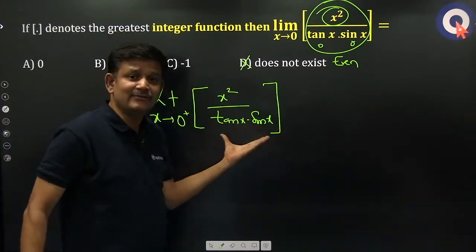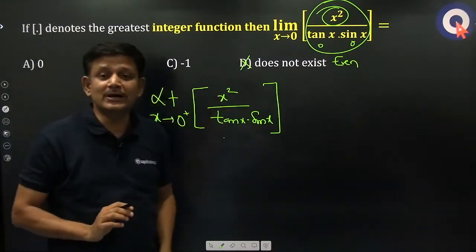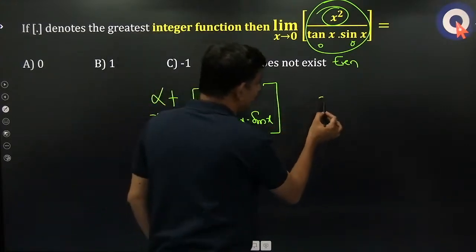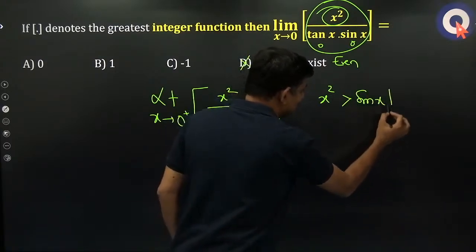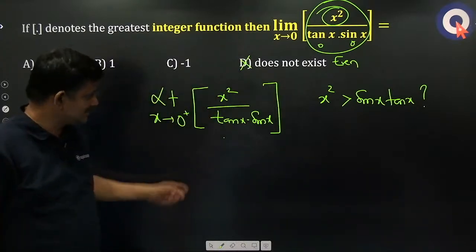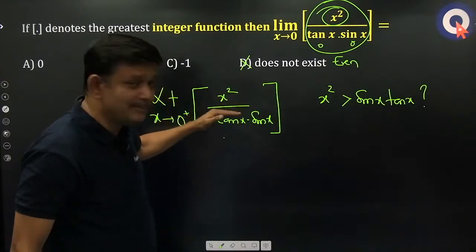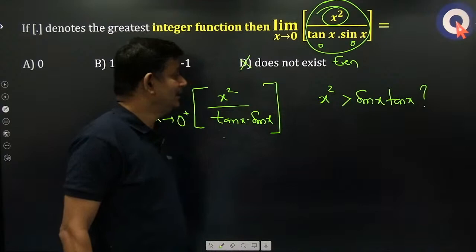You need to understand whether it is greater than 1 or less than 1. That means whether the numerator is larger or the denominator is larger. So, if x square is greater than sin x into tan x, I am not sure. If at all this is the case, that means the numerator will be larger, this ratio will be more than 1, then happily the answer would be 1.